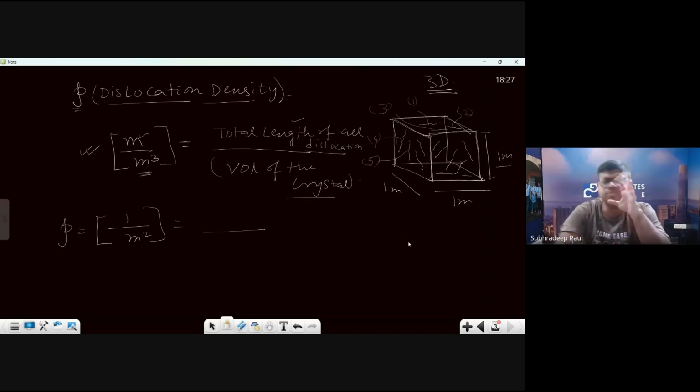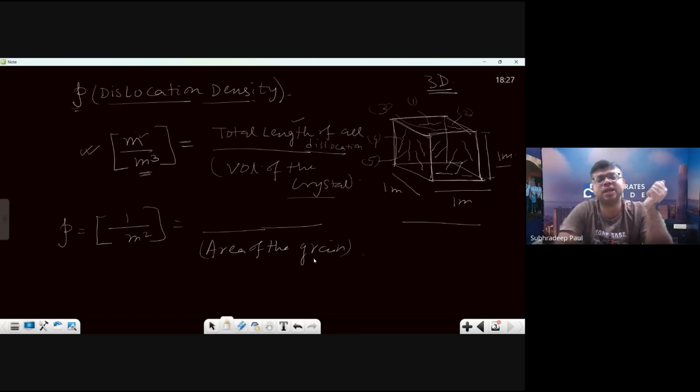In most cases, we will consider two-dimensional grains or things like that. There we consider the area of the grain, or the area of whatever you call the crystal. So in the denominator we are considering the area of the grain. Suppose in this grain we count how many dislocations are there.